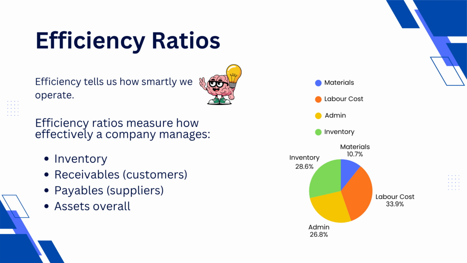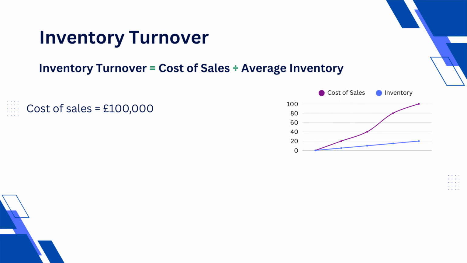Let's start with inventory turnover. This tells us how many times a business sells and replaces its inventory during the year. Inventory turnover equals cost of sales divided by average inventory. Let's say cost of sales equals £100,000. Average inventory equals £20,000. Inventory turnover equals 100,000 divided by 20,000, equals 5 times. This means the business sells its stock 5 times per year.